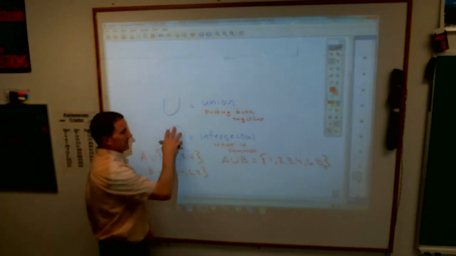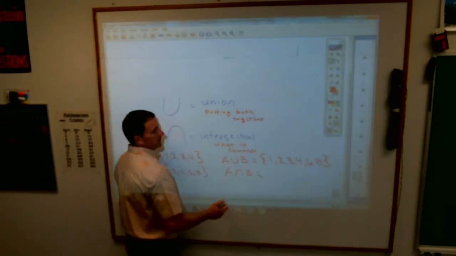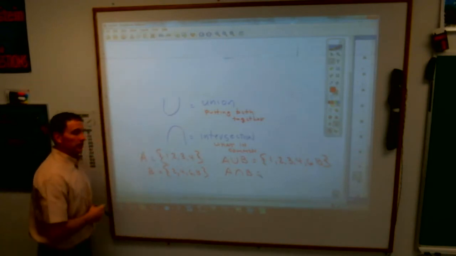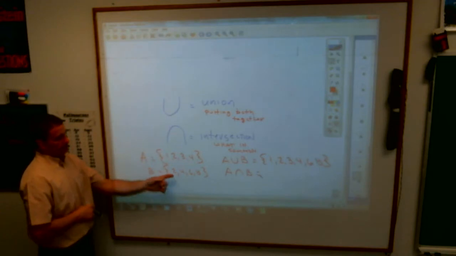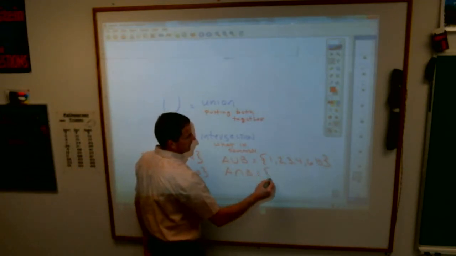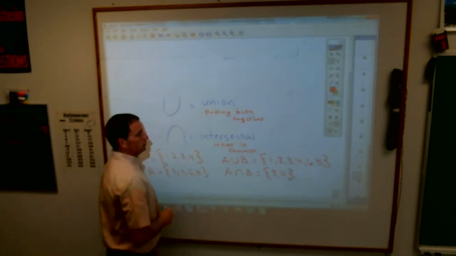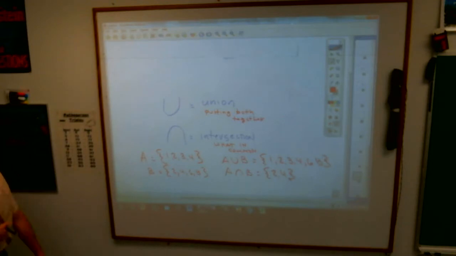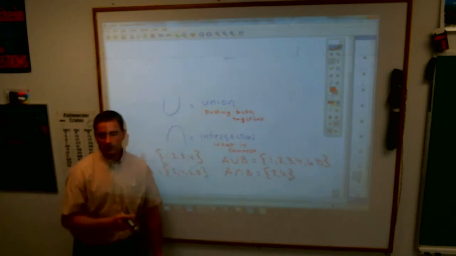If it's this upside down U, which is the intersection, it's what elements do they share? What do they both have? Well, if you look at both sets there, what do they both have? A 2 and a 4, correct? So that would just be a 2 and a 4. Do you see the difference between unions and intersections? Unions, put it all together. Intersection, what they share or have in common.